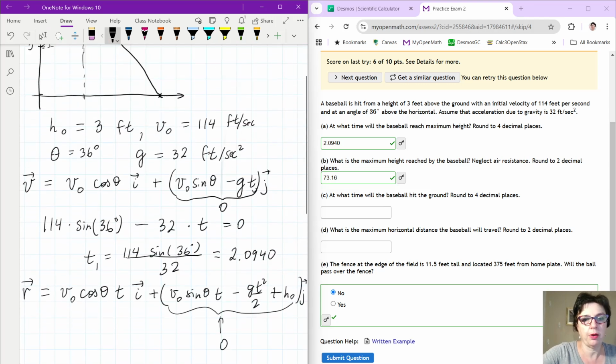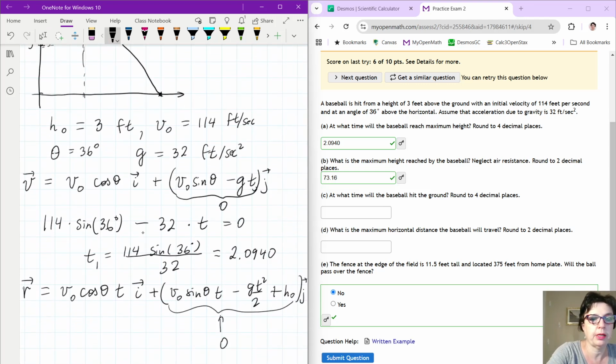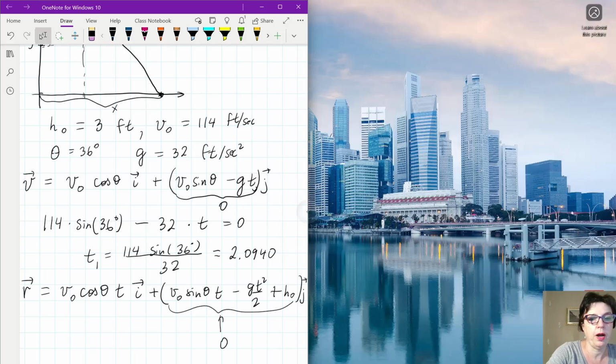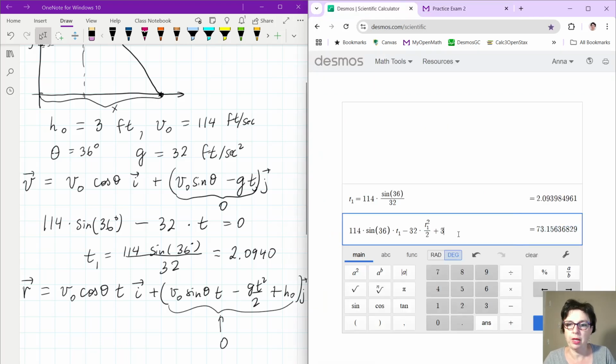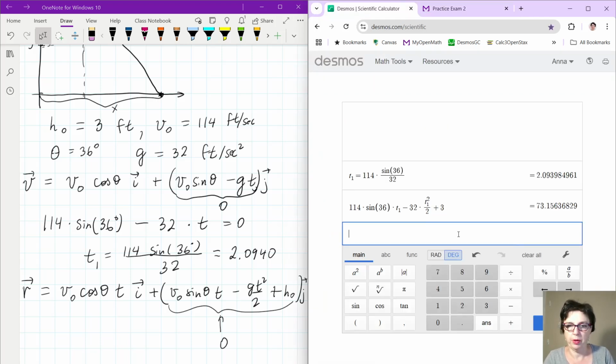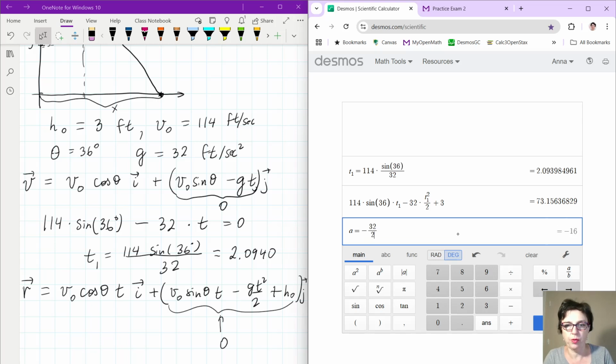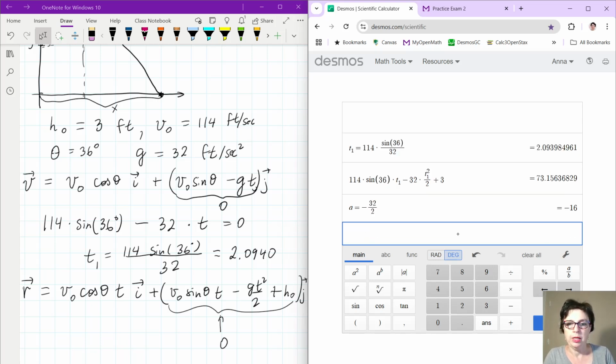Because when you hit the ground, from here to here, that's going to be your x, but your y is going to be 0. So you are trying to solve a quadratic equation. And here's what I recommend you do when you want to solve the quadratic equation. Define A, which is the coefficient of t squared, which is negative 32 over 2, which is negative 16.